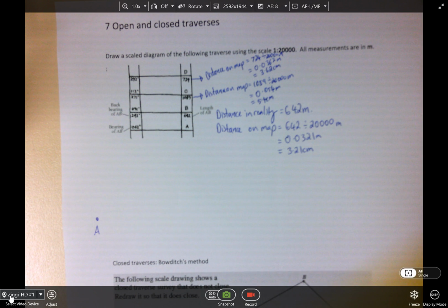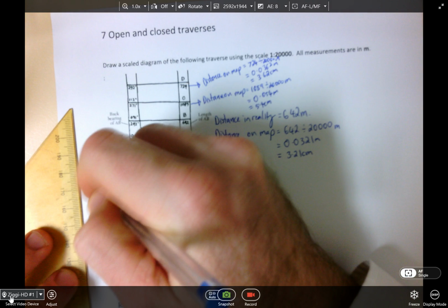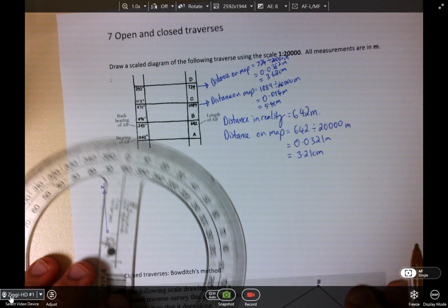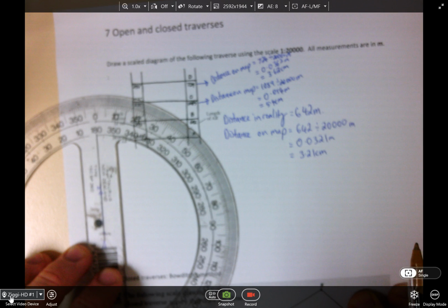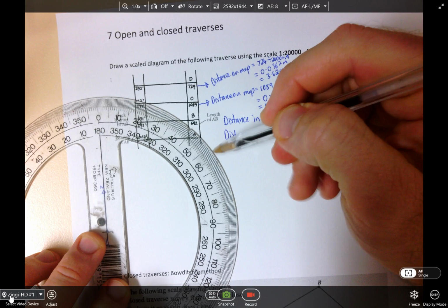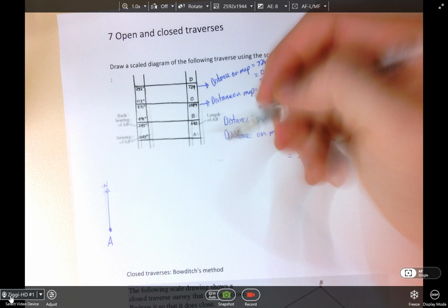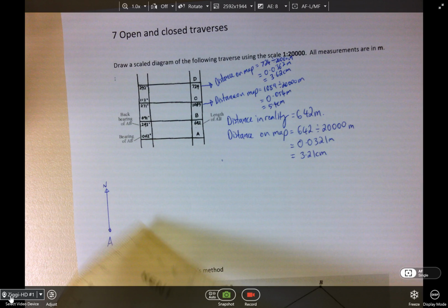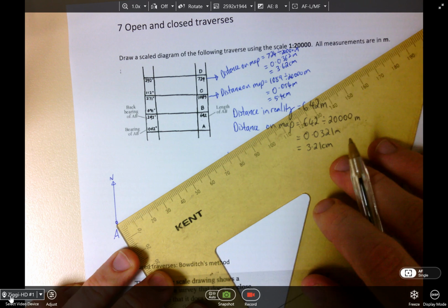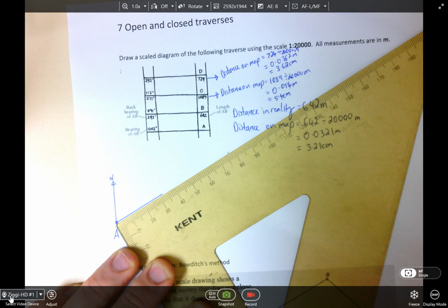Okay, I need to show where north is. Typically we'll just use the top of the page as north. Okay, and I want to go around at a bearing of 62. So I'll make sure I put my little crosshair in the middle there. Okay, and I'll count around to 62 degrees. Okay, place a little dot. Then I'll get my ruler out, and I'm going to go in this direction for 3.2 centimeters. So 3.2. There we go.